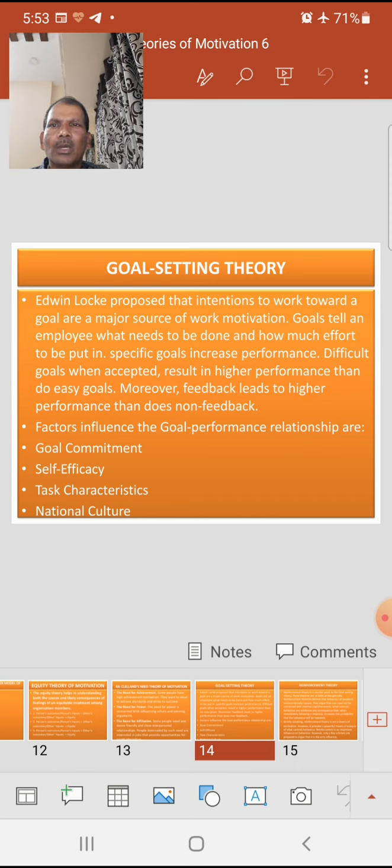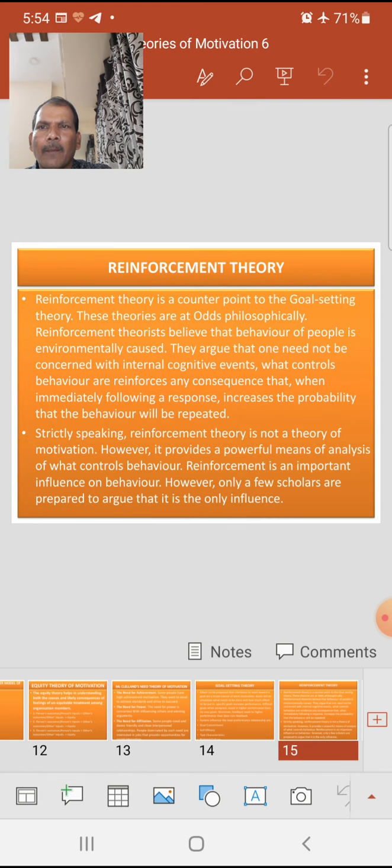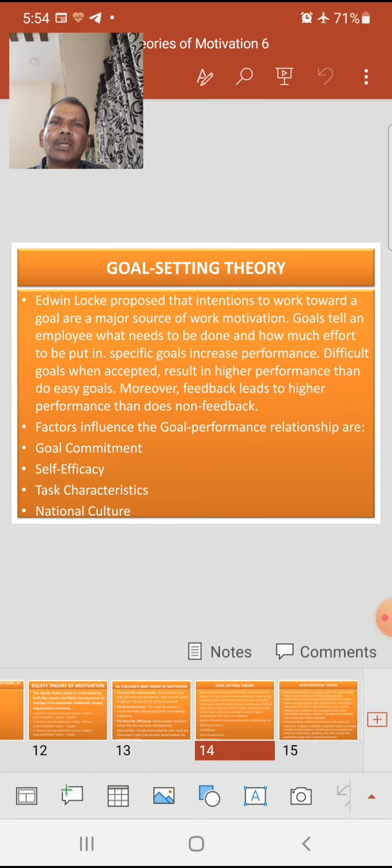That is, goal commitment. Goal setting theory assumes that an employee is committed to the goal, that he is determined not to lower or abandon the goal. This will more likely happen when the goals are made public, when the employee has an internal locus of control, and when the goals are self-set rather than assigned.